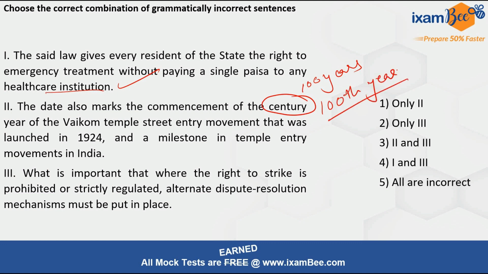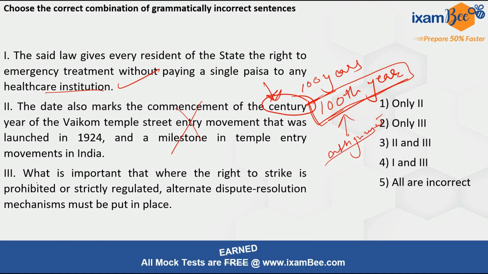Okay, now this is an assignment for you. Find out what is the word for the 100th year. It is not century, it is something else, and this word you have to find. This is an assignment. Please comment in the comment section below. Let me know, and I will tell you if your answer is right or not, right? This is incorrect. Find the correct word in place of century. It should mean 100th year.